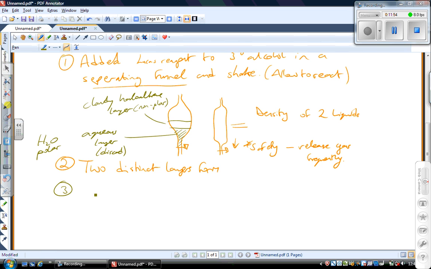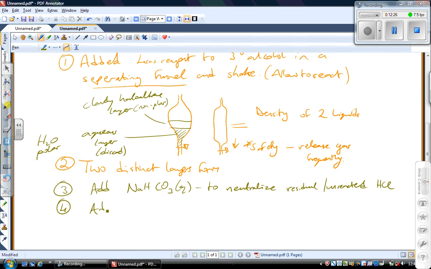Number 3, you're then told to add sodium hydrogen carbonate, aqueous, and this is to neutralize. So the exam question will tell you the steps, but they'll ask you to explain why you do them. So you add the sodium hydrogen carbonate to neutralize any residual or unreacted HCl, because there may be some left over, so you don't want that. It's all about purity of your organic synthesis.